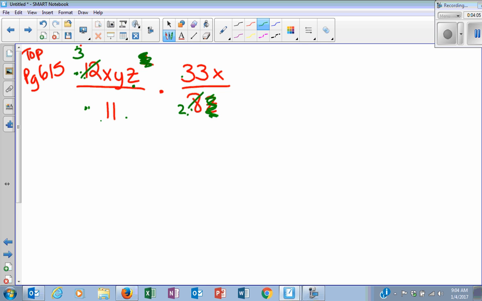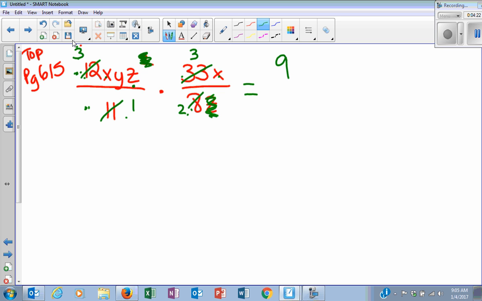Well, yes it does. 11 can go into 11 once, 11 can go into 33 3 times. And then I multiply all my things across. Now, I want to multiply my numbers together. So 3 times 3 is 9. And then I get x times x.